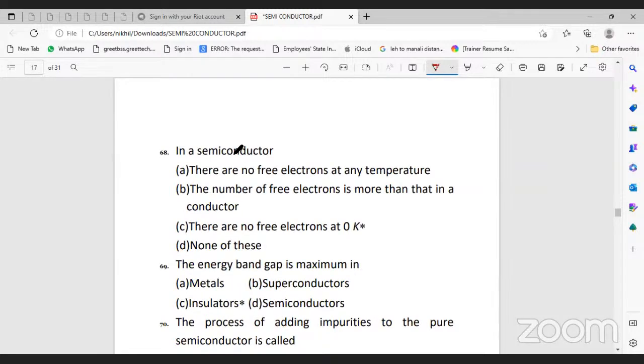In a semiconductor, there is no free electron at any temperature? No. If you give the temperature, the covalent bond will break. Therefore, it creates electrons. So this option is wrong. The number of free electrons is more than in the conductor? It may be because of temperature, the covalent bond breaks. There are no free electrons at 0 Kelvin, right? Yes. If you do not give any temperature, at 0 Kelvin the covalent bond will not break.